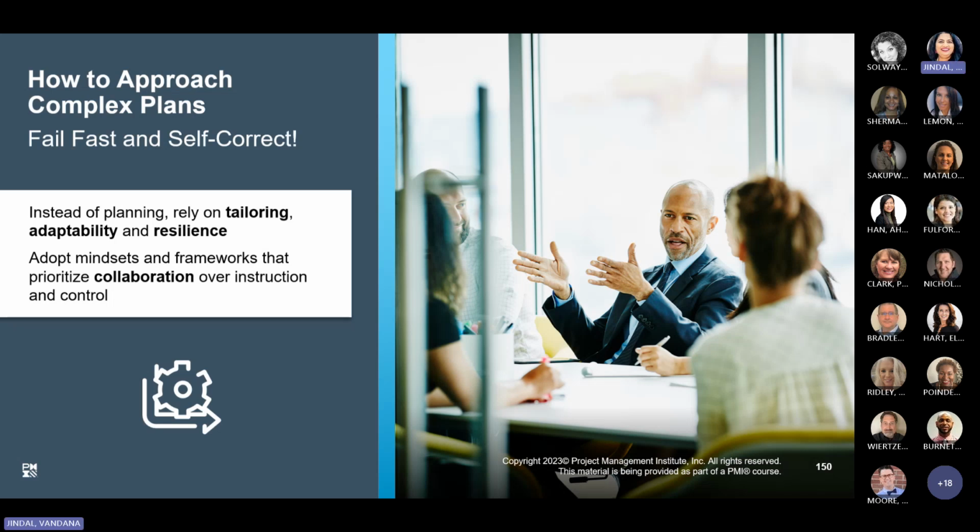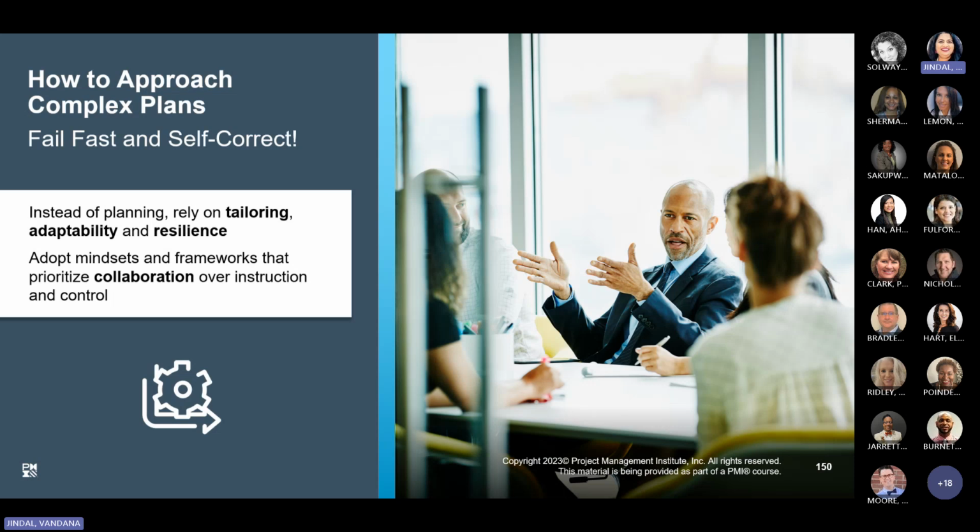This is how to approach a complex plan: fail fast and self-correct. Sometimes problems seem to be so complex that one feels it is impossible to plan. Let me give you an example to explain how to work with those complexities. Let's say a tech startup company is developing a complex AI system.